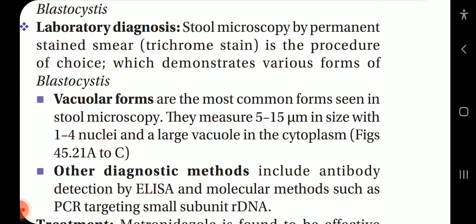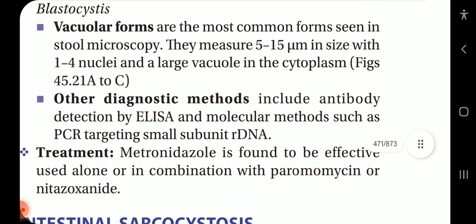Lab diagnosis: stool microscopy by permanent stain smear, trichrome stain, is the procedure of choice, which demonstrates various forms of Blastocystis. Vacuolar forms are the most common forms seen in stool microscopy. They measure 5 to 15 micrometer in size with 1 to 4 nuclei and a large vacuole in the cytoplasm. Other diagnostic methods include antibody detection by ELISA and molecular methods such as PCR targeting small subunit rDNA. Treatment: metronidazole is found to be effective, used alone or in combination with paromomycin or nitazoxanide.